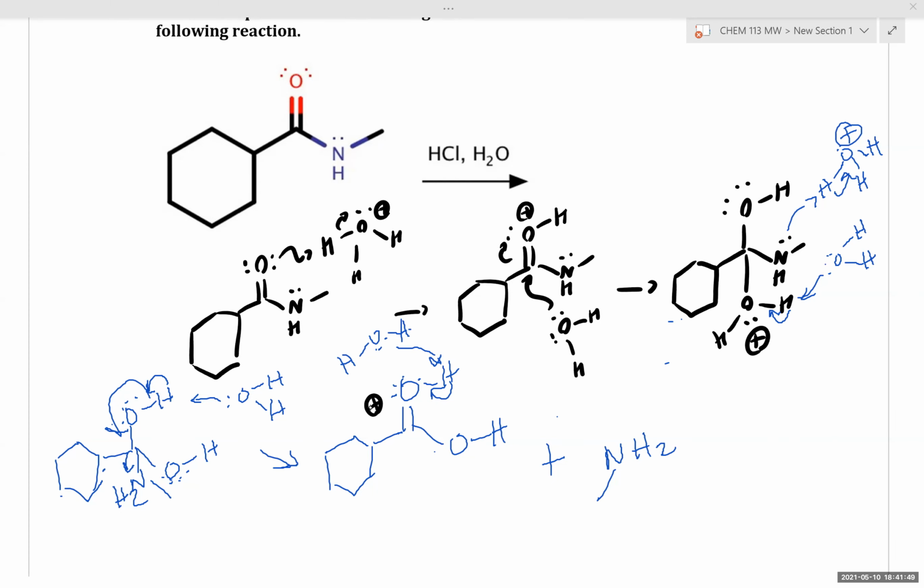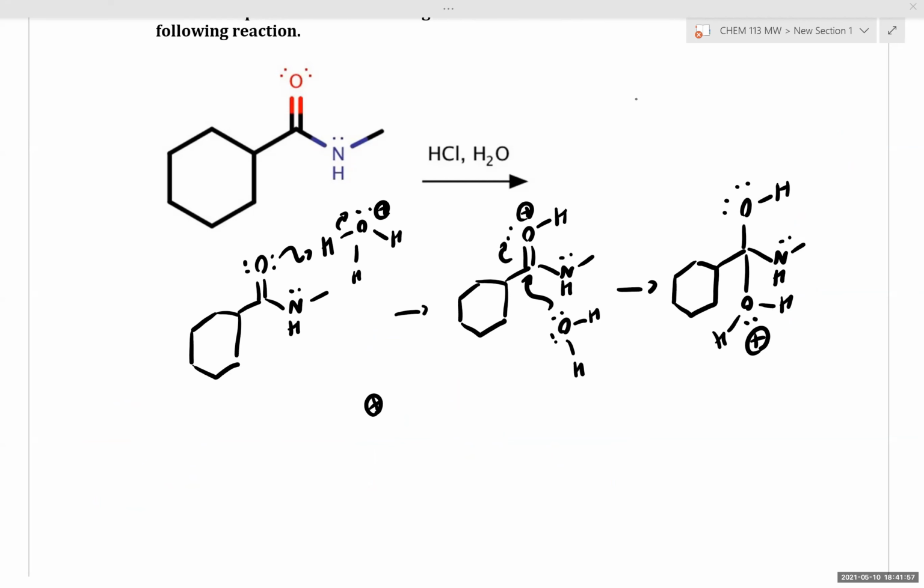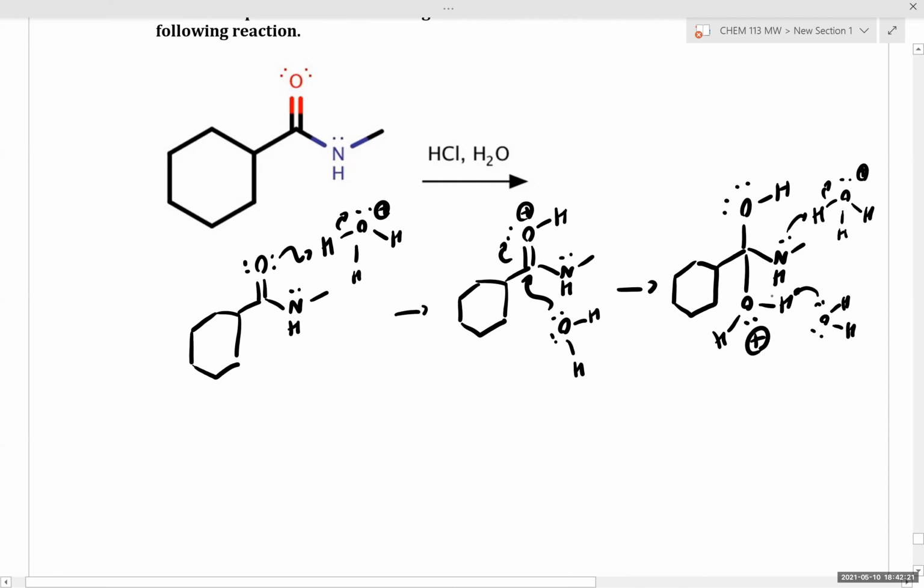Yep, perfect. So this student's proposed mechanism looks great, and I appreciate students in the chat chiming in with their input and feedback. So let's show these next few steps. So we have protonation of our amide carbonyl, attack of water, and now we have a series of proton transfers to activate our amine as a leaving group and to free up a lone pair on our alcohol oxygen.